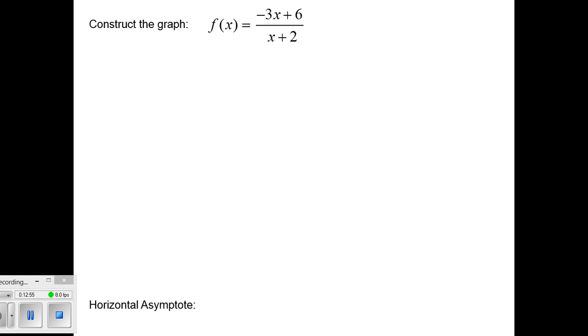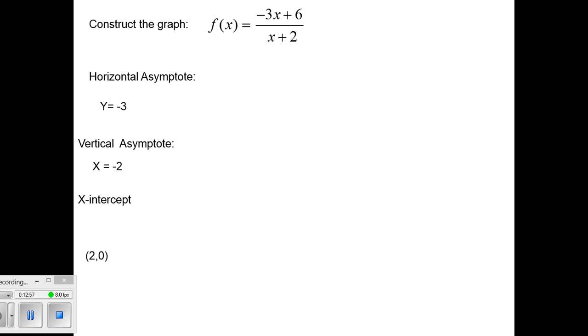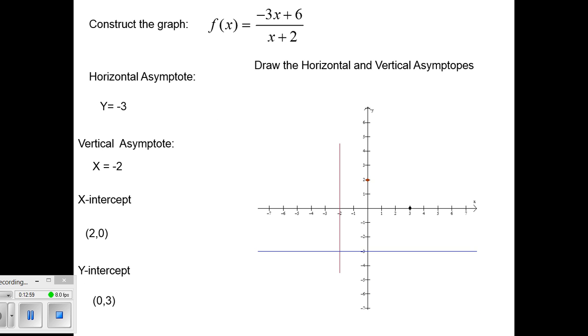Okay, so here's the graph. We found all these items. We sketched in our asymptotes and our intercepts, and of course, the asymptotes are there as guides, and the intercepts are there as points we need to run through. So there's really not a whole lot of choice.